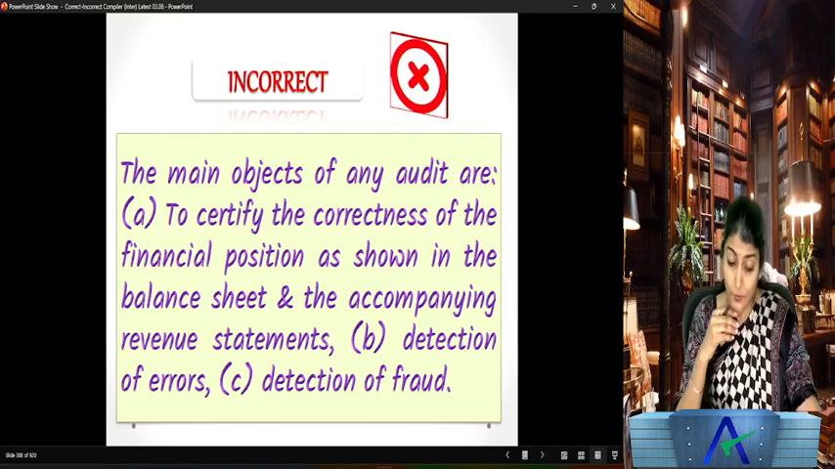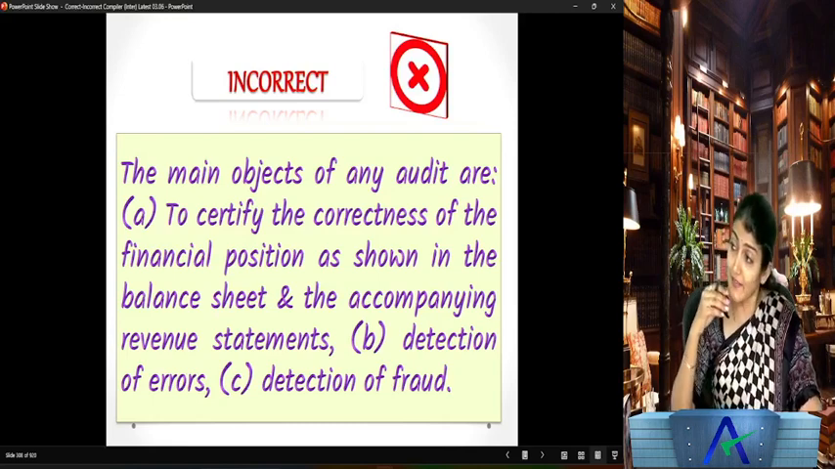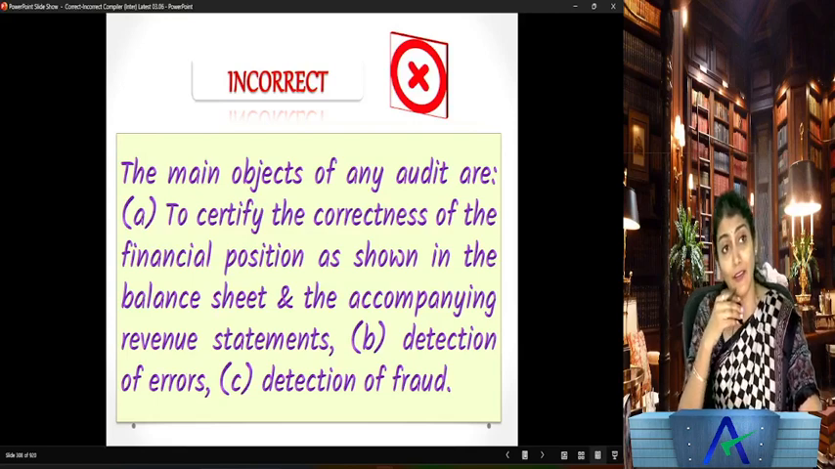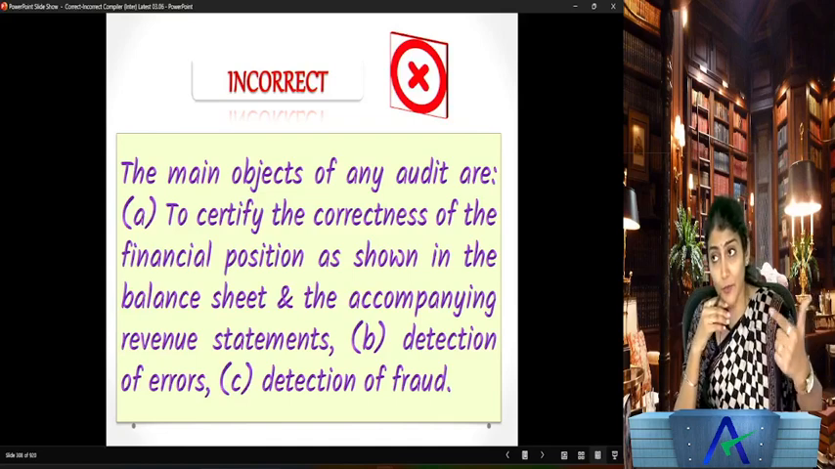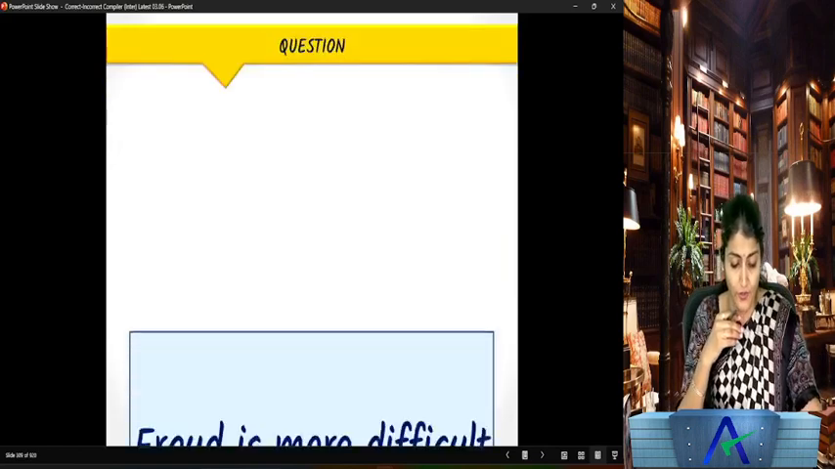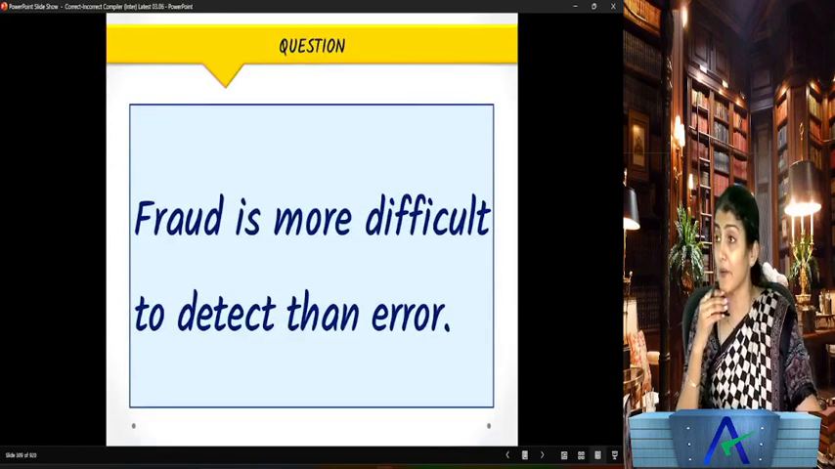True and fair view. Then number two, detection of error, and number three, detection of fraud. Why? Because error is unintentional and fraud is intentional. So first duty, true and fair. Second duty, to detect error, and third duty is to detect the fraud. Fraud is more difficult to detect than error.